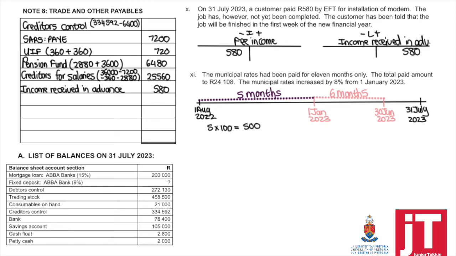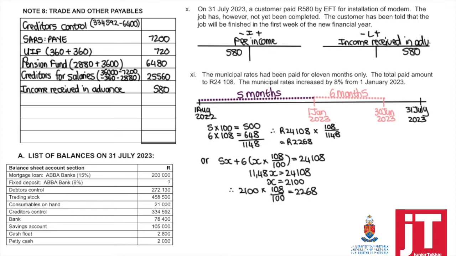So to find out what was the amount after the increase, we are going to say 5 times 100 equals 500, 6 times 108 because it increased by 8% equals 648. So what am I looking for now? I want, what was it after the increase? That's why I'm going to take 24,108 times 108 divided by 1,148. That will give me the answer that I'm looking for. What was it after the increase?